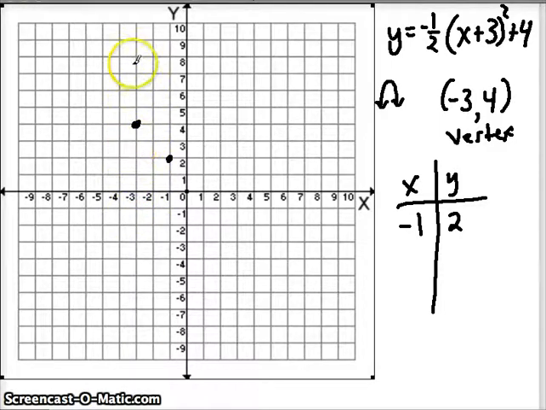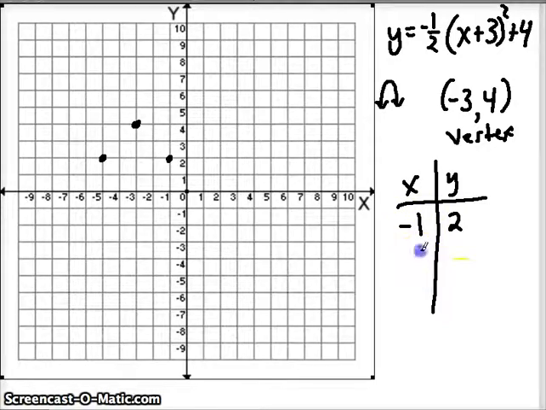So -1, 2, it's going to be on the parabola, and it's going to be symmetrical across that x coordinate right there, -3. So this was 2 over and 2 down, so the symmetrical point would be 2 to the left and 2 down, right there. And again, choose another value that makes this easy to solve.